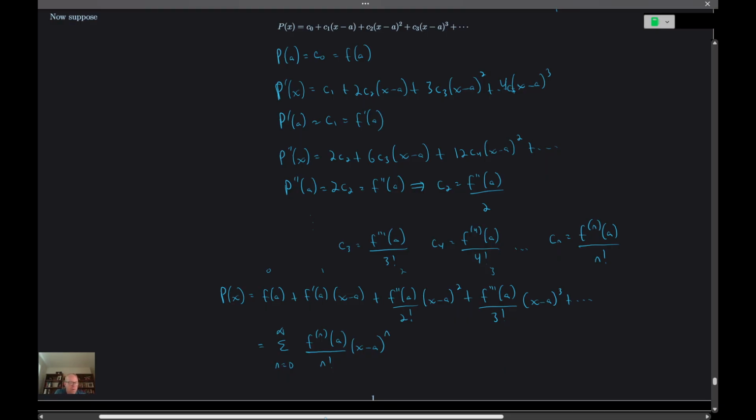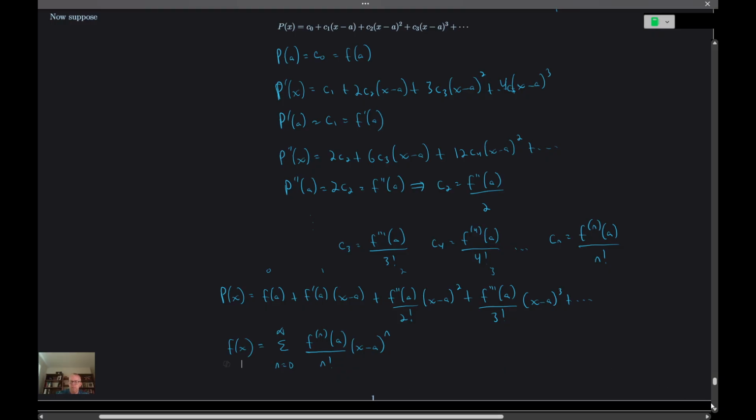So here is our approximation for f of x. f of x can be any function that can be infinitely differentiated. And if that's the case, then we can write this infinite sum so that around this point a, this series will approximate f of x.